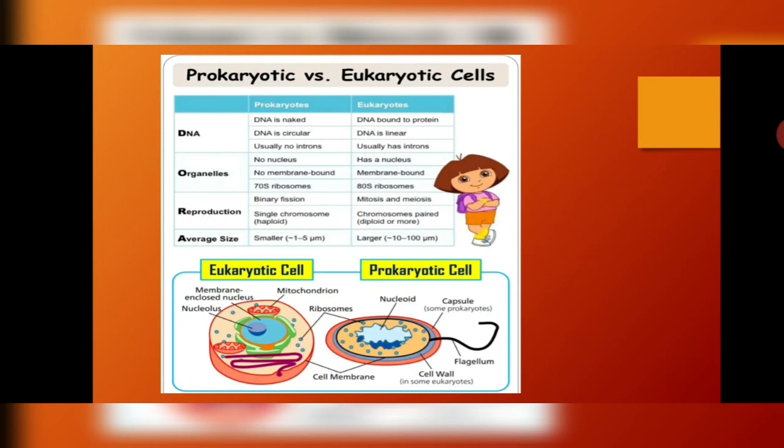Eukaryotes is opposite. No nucleus is present in prokaryotes. No membrane-bound organelles are present. 70S ribosomes are there. It reproduces by binary fission. Single chromosome is present. And normally they are smaller in size. Here I have given you the diagram of an animal cell and a bacteria, which is a prokaryote. Okay, so there is a diagram of a prokaryote and eukaryote, both are there.